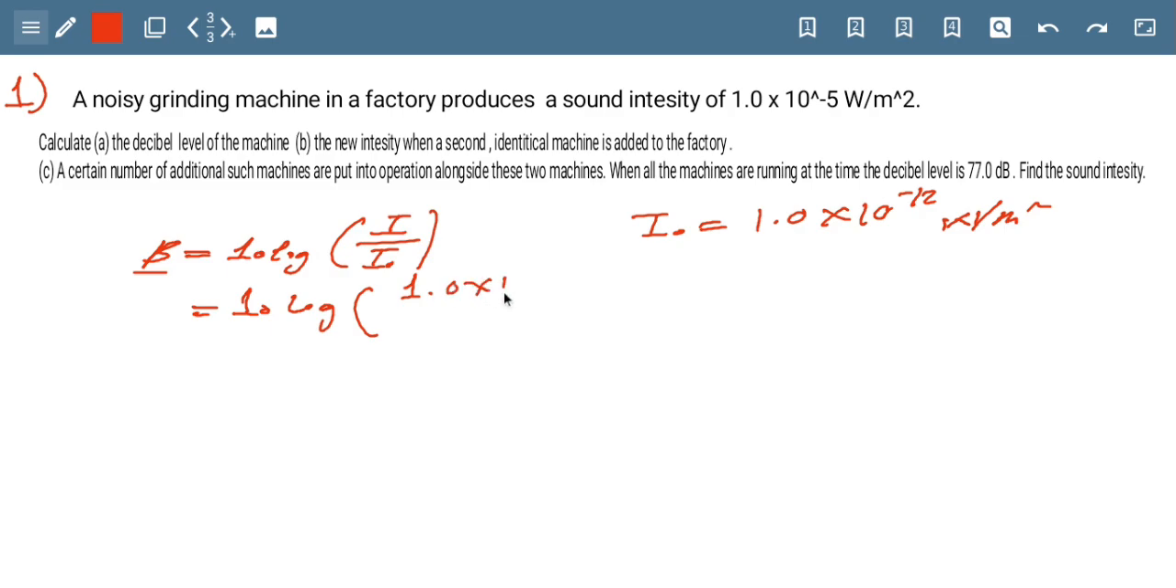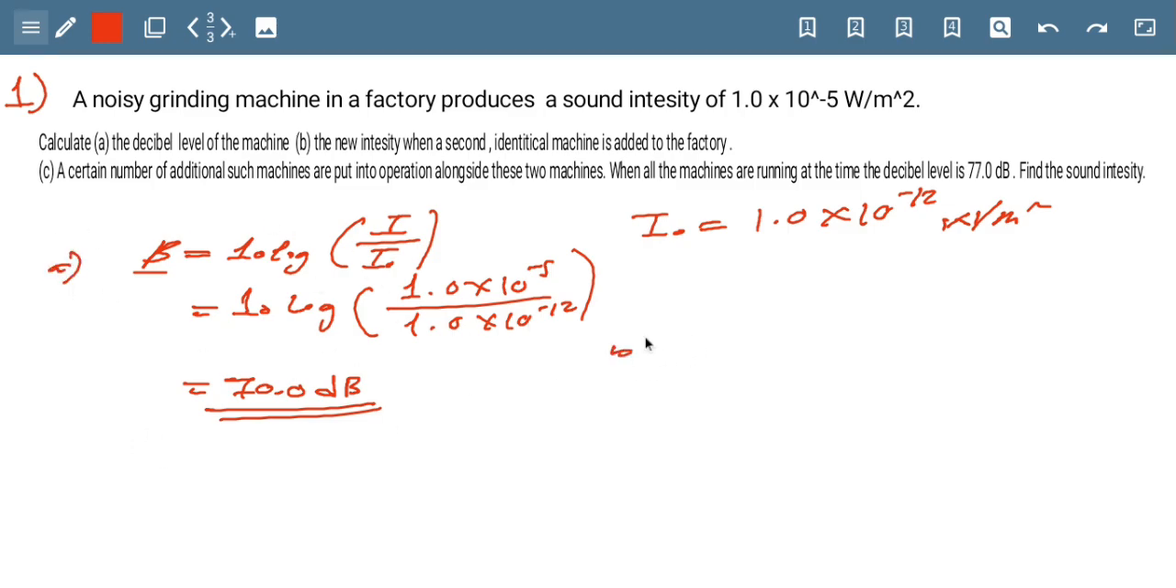So this is what we have. As you can see, the units are going to cancel each other. When I do the computation, what am I going to have? I'm going to get 70.0, and the units are decibels, a small d and a capital B. That is for question A.